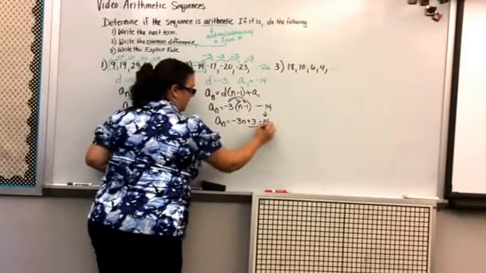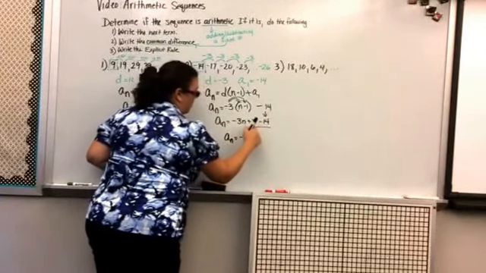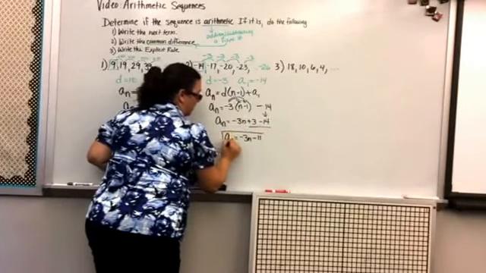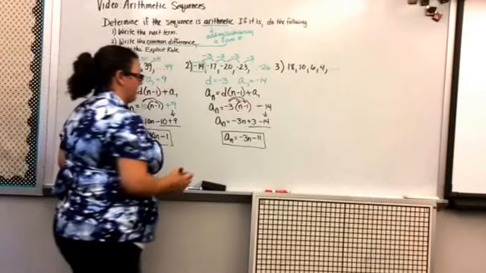I'm going to combine my like terms. A sub n equals -3n. Positive 3 minus 14 will be -11. That is our explicit rule: a sub n equals -3n minus 11.